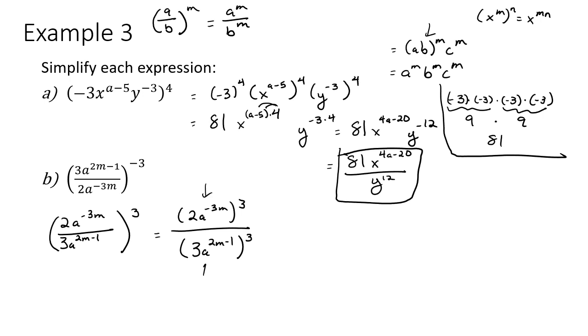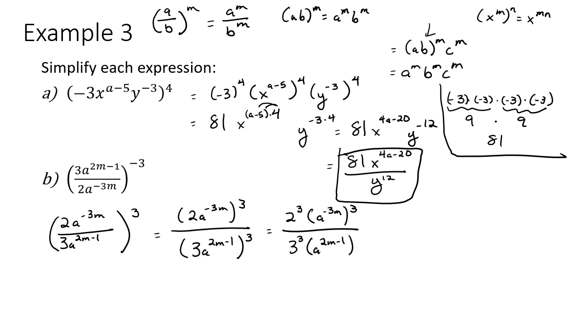Now both the numerator and denominator of this fraction is a product: 2 times a to the negative 3m, 3 times a to the 2m minus 1. So now I'm going to apply the power of a product rule to both the numerator and the denominator. So this is going to be 2 cubed times a to the negative 3m cubed, divided by 3 cubed times a to the 2m minus 1 cubed.